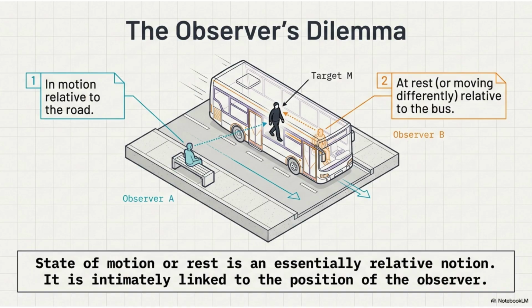This illustrates a fundamental principle of mechanics. The state of motion or rest is relative to the observer. In other words, there is no meaningful statement such as, "this object is moving," without specifying the reference frame. Therefore, before describing position, velocity, or acceleration, we must first identify the reference frame being used.